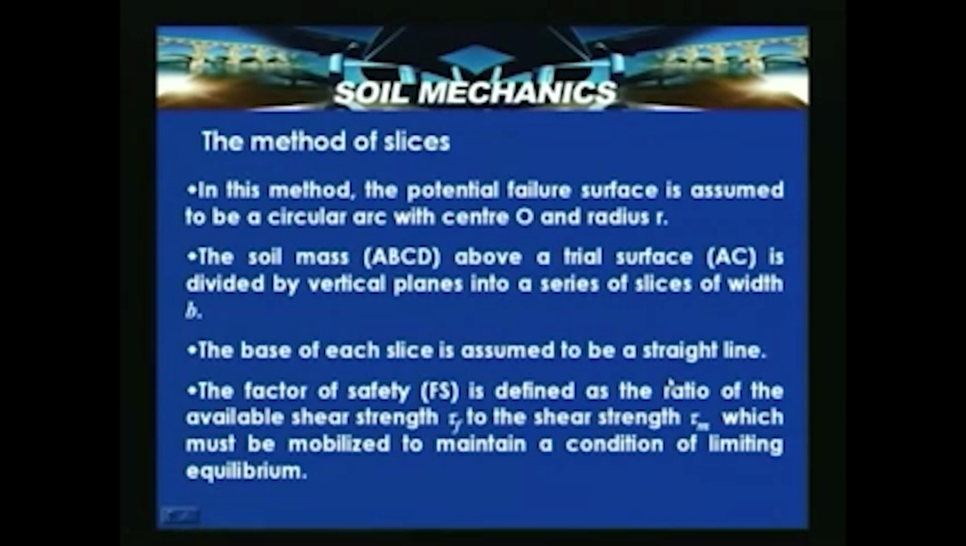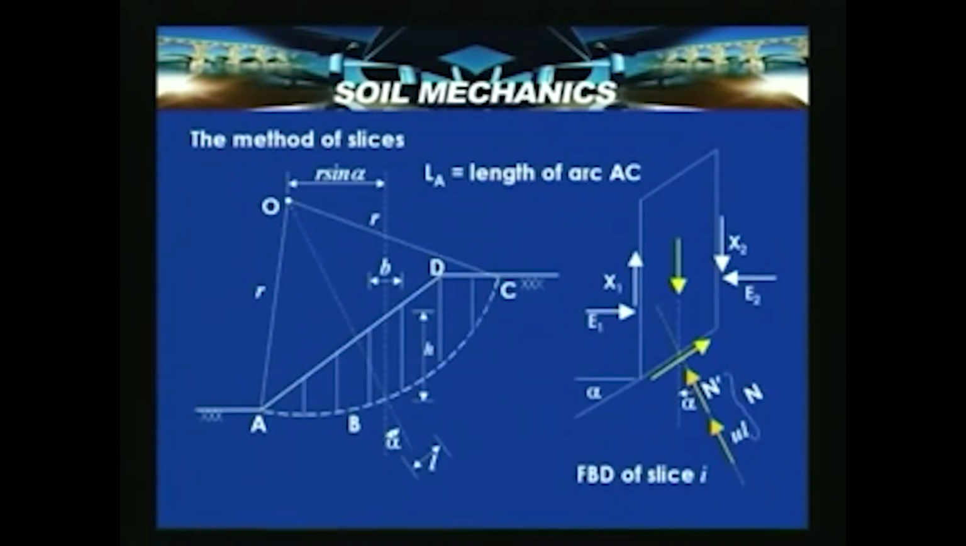So, in the method of slices, the potential failure surface is assumed to be a circular arc with a center of rotation O and its radius r. How to locate this critical failure surface, we look into later. Now, let us consider a slope cross section having a certain slope inclination, and A, B, C, D is the portion of the soil subjected to movement. So, here A, B, C, D is the slope portion.